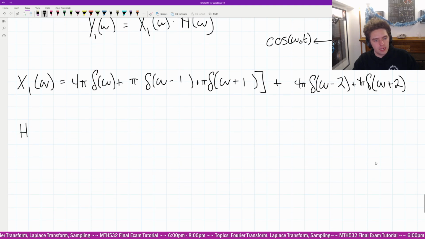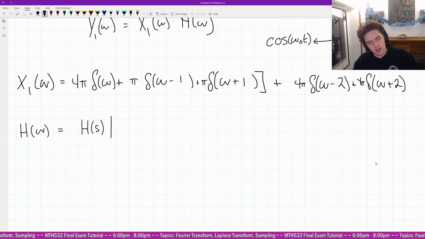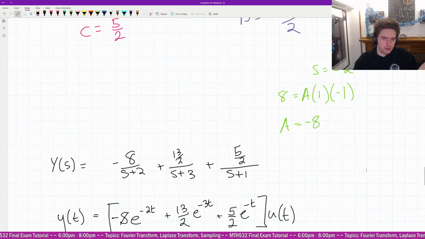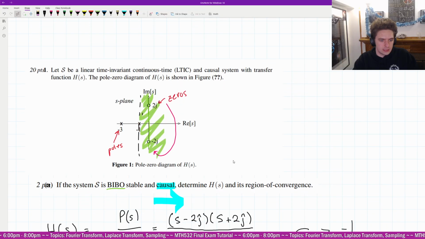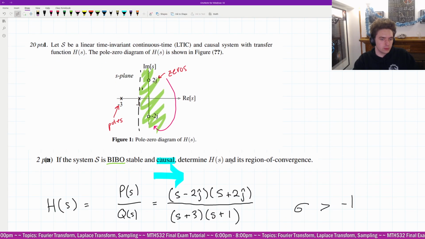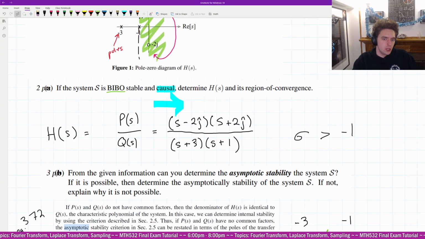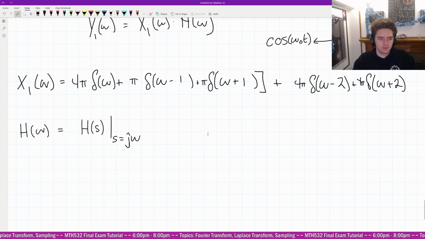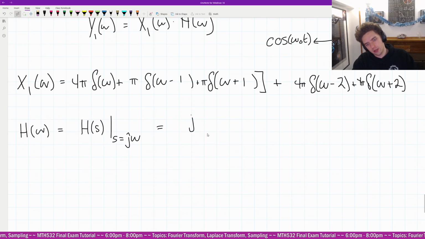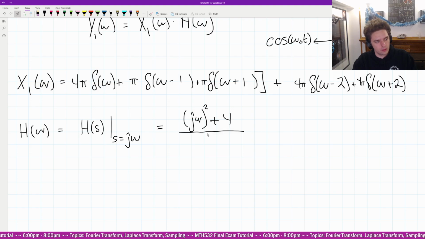Now what's H of omega? H of omega is equal to H of s evaluated at s equals j omega. But the Fourier transform has to exist. As we saw in part A, it's BIBO stable, which means the Fourier transform does exist, so we can do that. That's all you do. Instead of having s, you just put j omega. So that's going to be j omega squared plus 4 over.